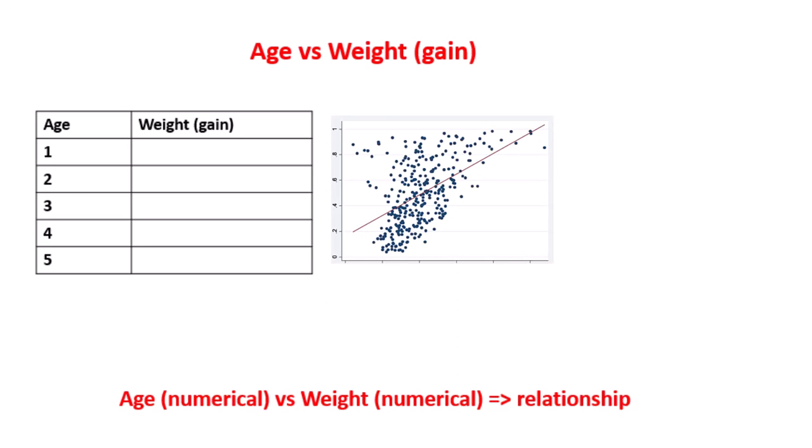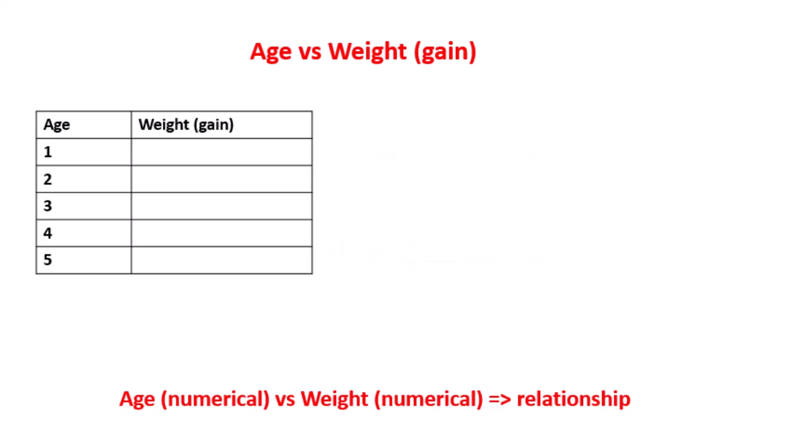You put your independent variable on the x-axis and the dependent variable, weight gain, on the y-axis. Then you see the pattern. As age increases, what happens to weight gain? Does it increase or decrease? So in that case, you're purely looking at a relationship. When your factor is numerical and your outcome is also numerical, you are purely looking at a relationship.